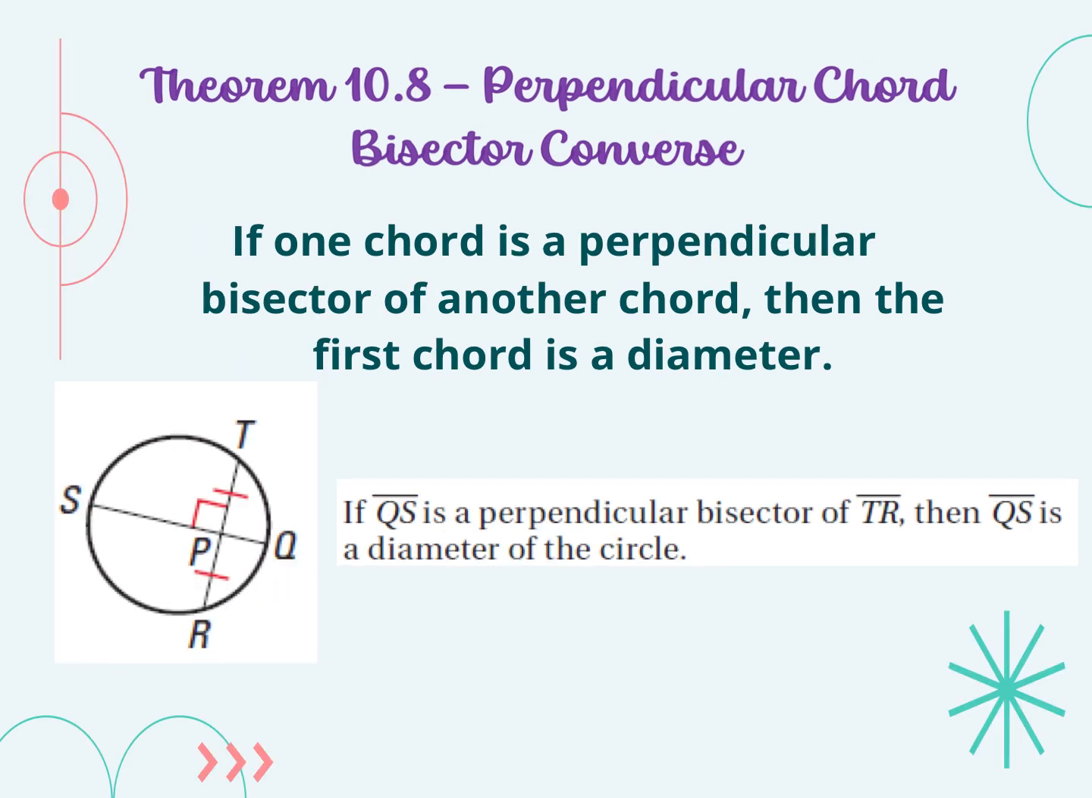So the next slide has the converse of the perpendicular chord bisector. And this one states that if one chord is a perpendicular bisector of another chord, then the first chord is a diameter. So in here, because I can see that QS is a perpendicular bisector of TR, then that tells me that QS is going to be the diameter. Remember, a converse switches the if and the then statement.